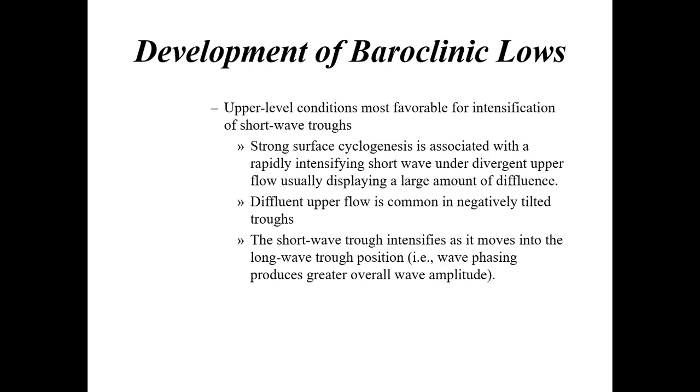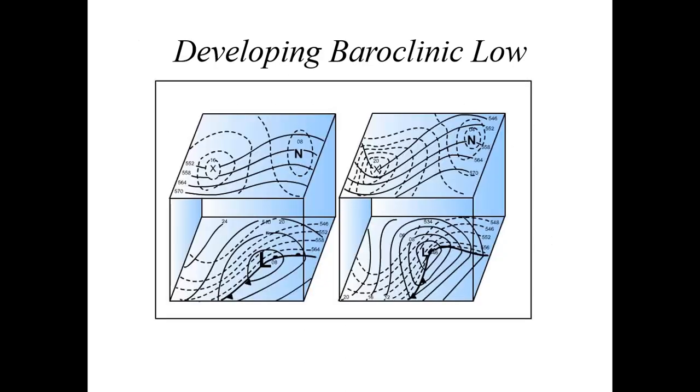You have a greater amount of diffluent upper flow, and that is basically going to result in mass being removed aloft much quicker than it can be replaced from below in the lower atmosphere. So you have some very strong rising vertical air motion as a result. Now the shortwave trough intensifies as it moves into the long wave trough position. This is known as wave phasing, which produces overall greater wave amplitude. So these shortwave troughs are superimposed over the longer wave troughs at the jet stream level at 300 millibars or 30,000 feet.